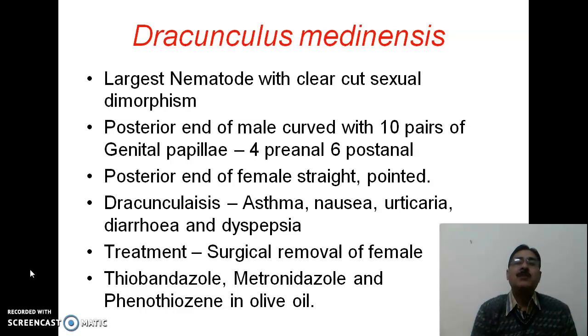It is the largest nematode with a clear-cut sexual dimorphism. The posterior end of the male is curved with 10 pairs of genital papillae, 4 preanal and 6 postanal. The posterior end of the female is straight, pointed. Dracunculus is responsible for causing symptoms like asthma, nausea, urticaria, diarrhea, and dyspepsia. Treatment is surgical removal of the female, and the medicines generally used are thiabendazole, metronidazole, and phenothiazine in olive oil.